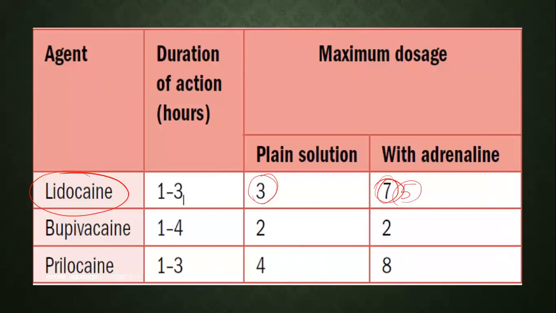We have other types of local anesthesia, for example, bupivacaine. But bupivacaine is used for spinal anesthesia, so we are not the ones who will calculate the spinal anesthesia dose. Also prilocaine, but the most common one and the most asked one is lidocaine. Its duration of action is from 1 to 3 hours.